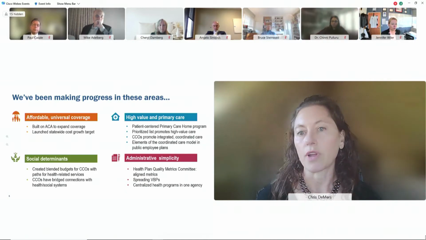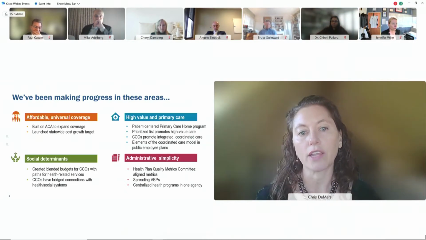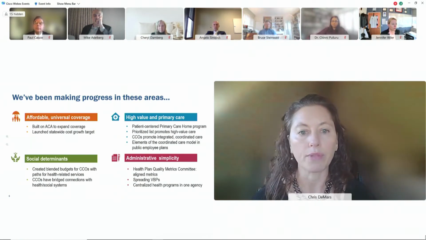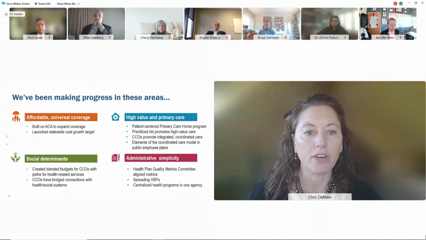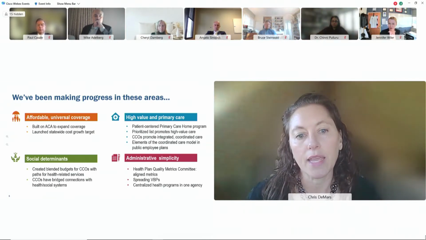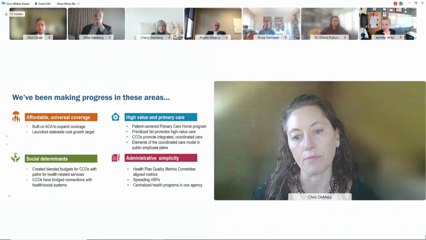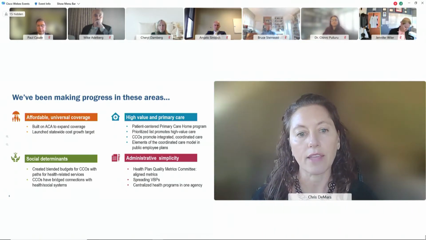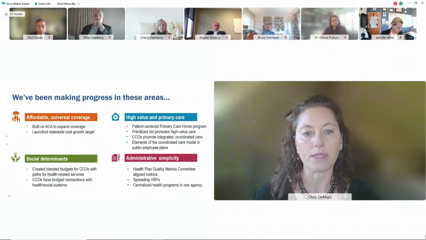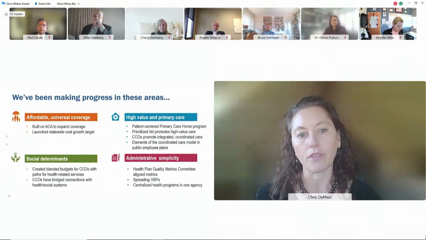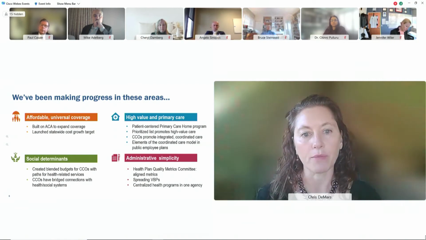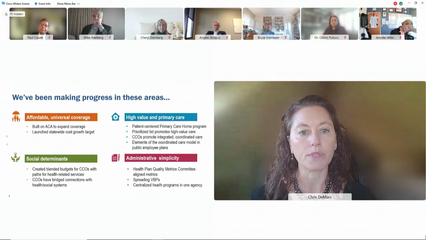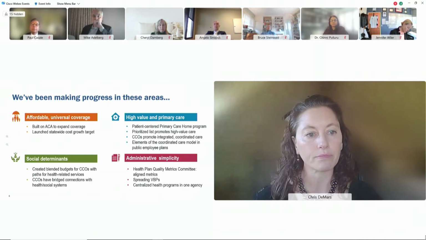And we're taking the CCO model and we've started to spread some components of that to our public employee plans. And then in administrative simplicity, we have a statewide committee that is trying to identify metrics to be adopted by all payers in the state. I'll be talking a little bit about spreading value-based payments. And then also the Oregon Health Authority has health programs, the public health programs, all in one agency, which happened a few years ago and has really helped around administrative simplicity as well. So next slide.